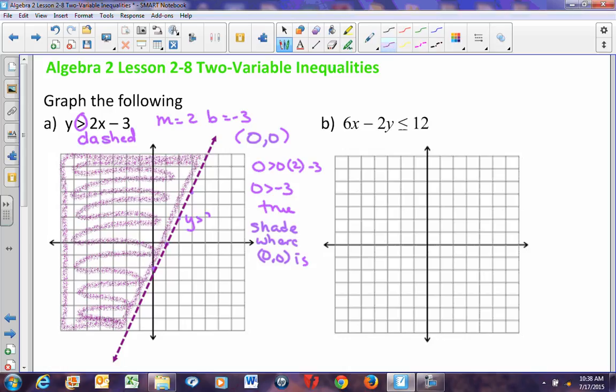Y is greater than 2x minus 3. And you're done with a linear inequality. Let's look at letter B.